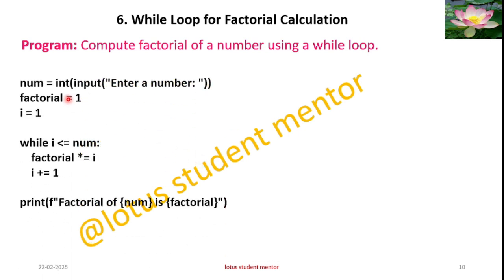For this case study, what is the factorial? Number, user input. Suppose you give 3, then begins with factorial equal to 1, then i equal to 1, it begins. Then while i is less than, here what is the number?